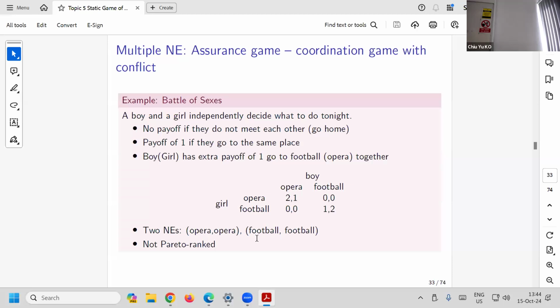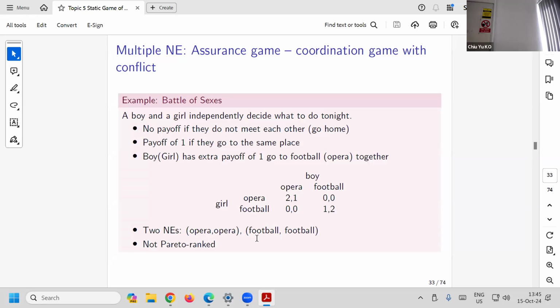So it's not clear which one is the solution, right? Can you tell me what's the prediction? The best we can do is to predict opera or football. So that's a prediction, right? Without any additional information, we can't say too much.